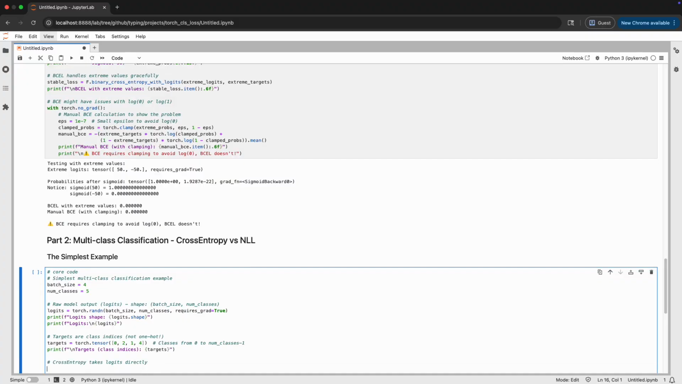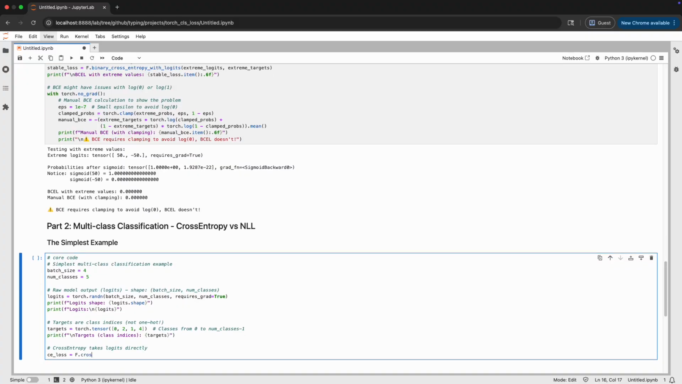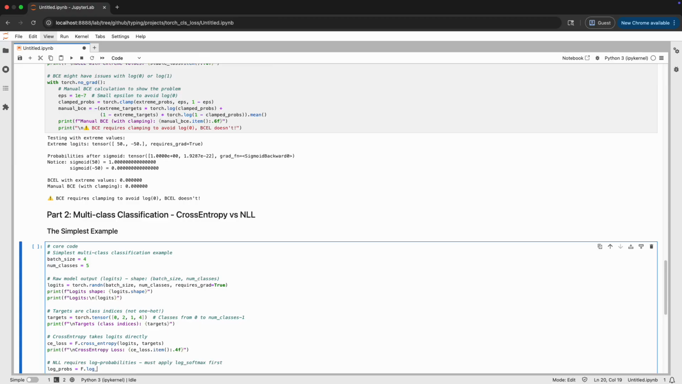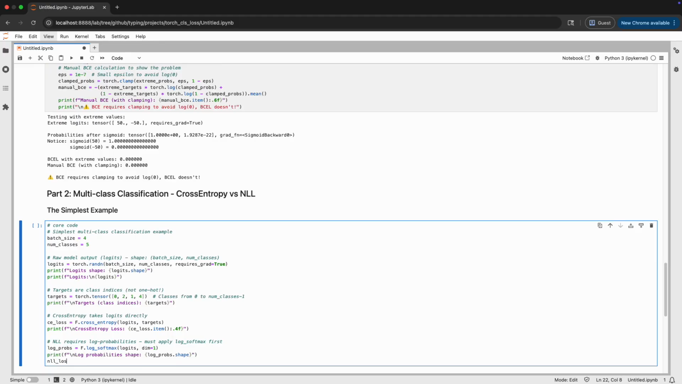CrossEntropy takes these logits directly and internally applies log softmax before computing the negative log likelihood. If we want to use NLL loss instead, we need to manually apply log softmax first to get log probabilities, then pass those to NLL.